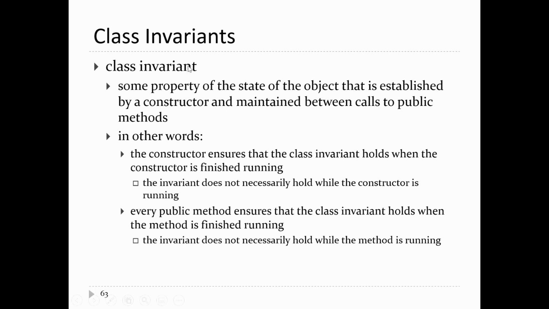So remember that an invariant is some condition, something that's true or false. A class invariant is something that's true or false for an object that's always true or false, at least as far as the user of the object is concerned. So anytime the user calls a public method or calls a constructor, after the constructor or public method runs, as far as the user is concerned, the invariant is true.